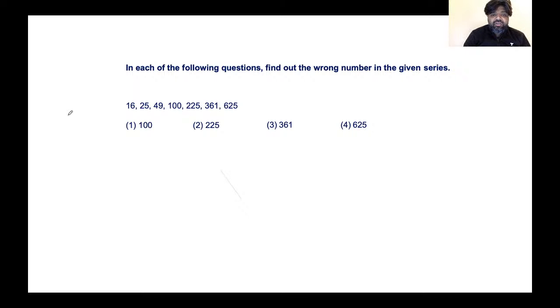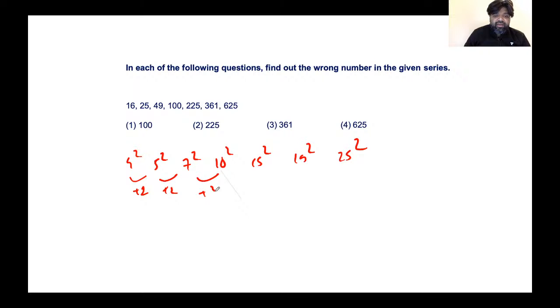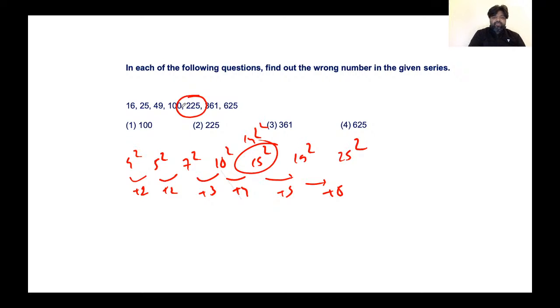What's the question? In each of the following, find out the wrong number in the series. This is 4 square, 5 square, 7 square, 10 square, 15 square, 19 square, 25 square. So 4 plus 1, 5, 5 plus 2, 7, 7 plus 3, 10, then plus 4 would have been 14 square, then plus 5, then plus 6. What's wrong here? 15 square. What's the wrong one? 225.